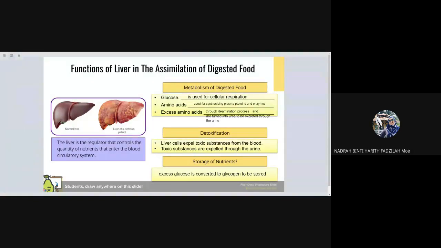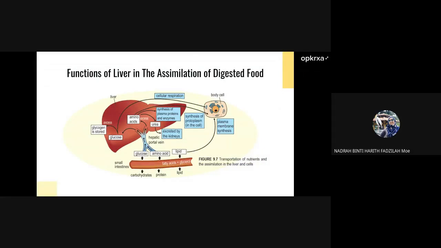Okay, so basically dia punya main point kat sini ialah liver guna glucose for cellular respiration dan guna amino acid to synthesize plasma protein and enzyme. Bila berlebih, excess glucose is converted to glycogen. Excess amino acids will go through deamination to be converted to urea and excreted through urine. Okay, ini adalah diagramnya. So bila dia dah buat assimilation process, glucose yang nak guna untuk liver cells dah ambil, excess glucose yang untuk disimpan bentuk glycogen dah disimpan, the rest of the glucose will go to the blood circulatory system to be sent to the body cells.